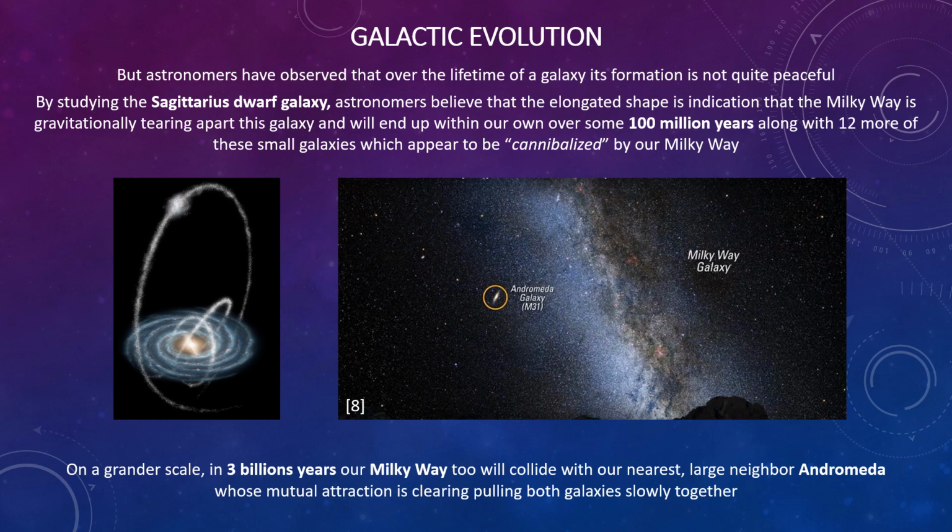And on a grander scale, in 3 billion years, our Milky Way will actually collide with our nearest galaxy neighbor, Andromeda. These two galaxies are currently on a collision course that cannot be stopped. But one really cool thing is that when our Milky Way collides with Andromeda, despite them being so large and having so much stuff, there's actually more empty space in galaxies. And so they predict that when the two galaxies collide, no stars will actually collide.